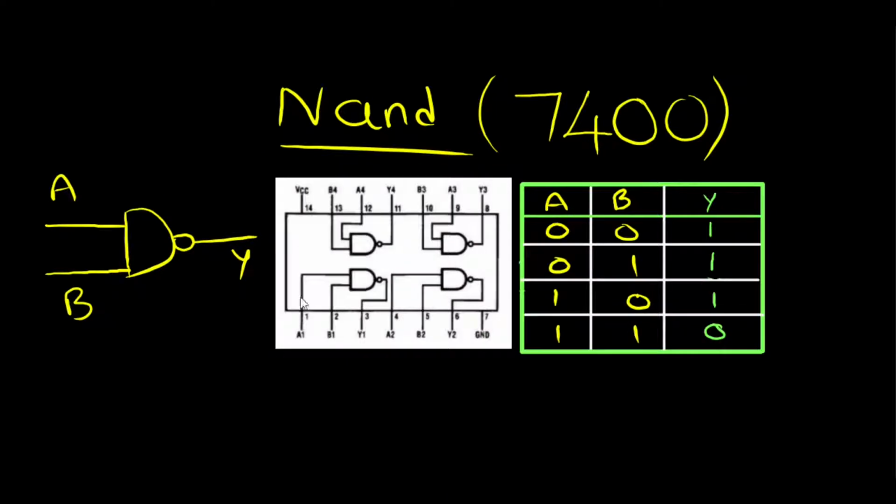This is the symbol for the NAND gate. You can see that it is very similar to the AND gate symbol, except that it has a bubble at the end. This bubble signifies that the result of the NAND gate is nothing but the inversion of the AND gate. So whatever output you get from the AND gate, the NAND gate output will be the inversion of that. If you look at the truth table, you can easily verify this.